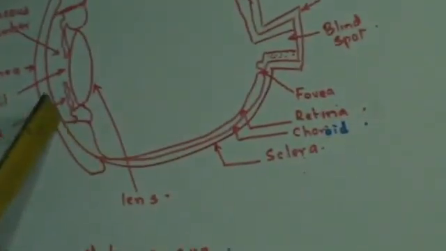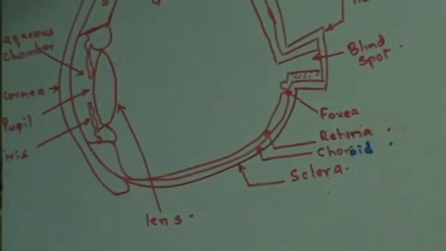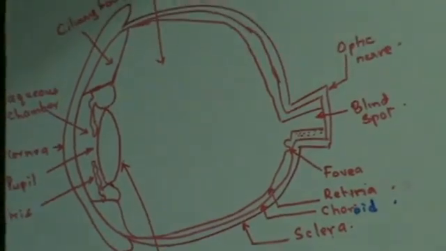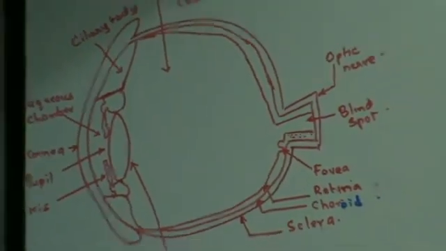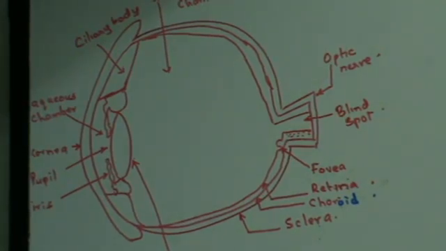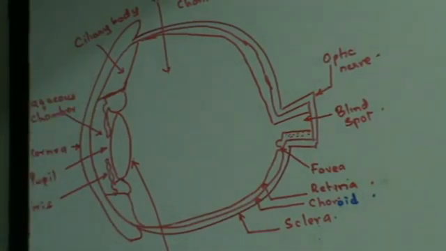This layer is connected in front to a thick structure called the ciliary body. Here's your ciliary body. It bears blood vessels and muscle fibers which run in circular direction. What do I mean by it? They run in circular direction, that is parallel to the outer edges of the lens. Right? Here it is.